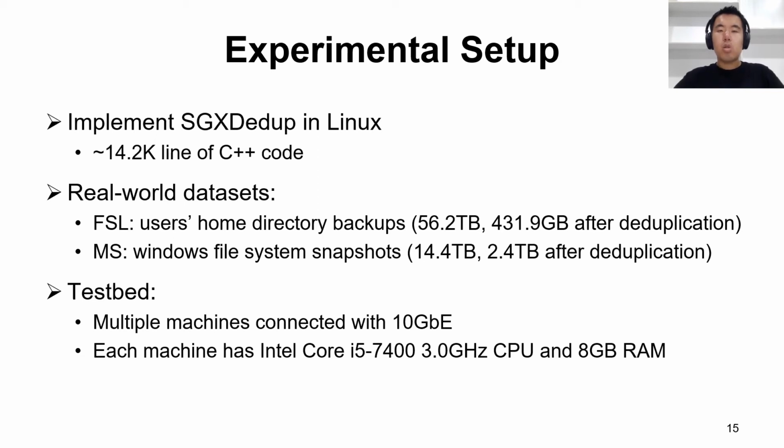We use 2 real-world datasets to drive our evaluation. One dataset is FSL, which includes the backups of Linux user home directories. The other dataset is MS, which includes Windows file system snapshots. We do experiment in a local cluster with 10 gigabit Ethernet connection. Each machine is equipped with Intel Core i5-7400, a quad-core 3 GHz CPU, and 8 GB of RAM.